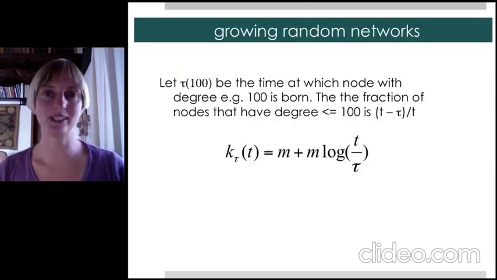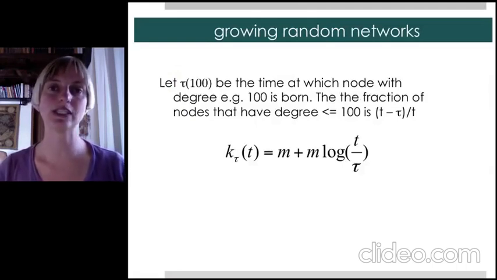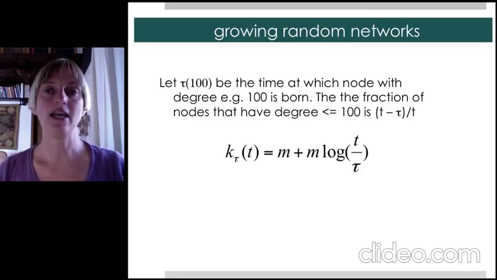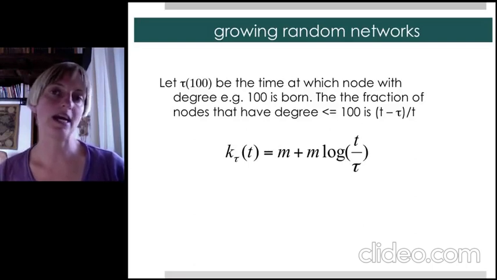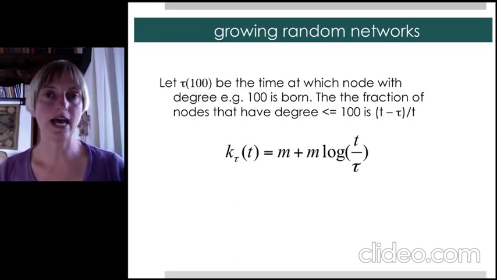Okay, back to our very simple model though, with no modifications. We just have nodes arriving over time. Now we want to derive the degree distribution, and for this we're going to be using the fact that nodes that are born later are going to have lower degree on average. So for example, if we want to know what is the probability that a node has degree 100 or less, we're going to figure out at what time a node with average degree 100 was born. We'll call that time tau, and then the fraction of nodes that have lower degree are just going to be the ones who are born after it.